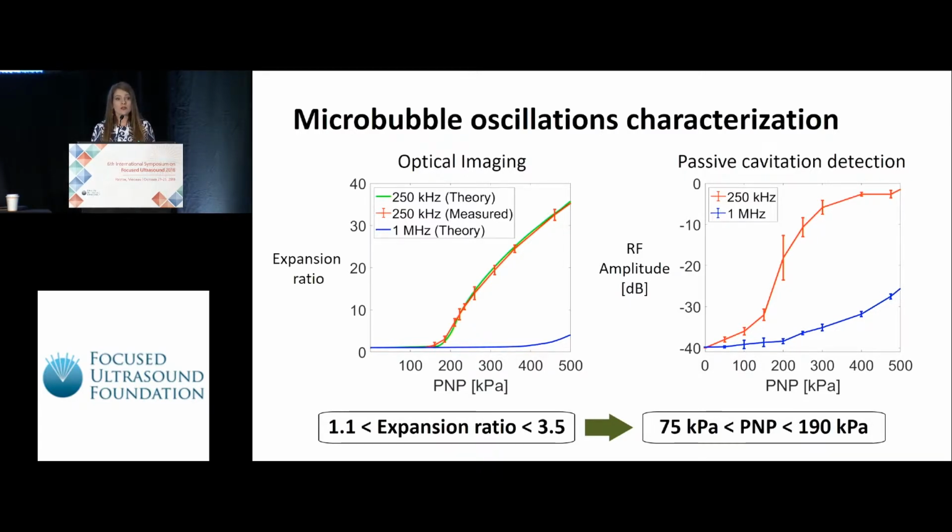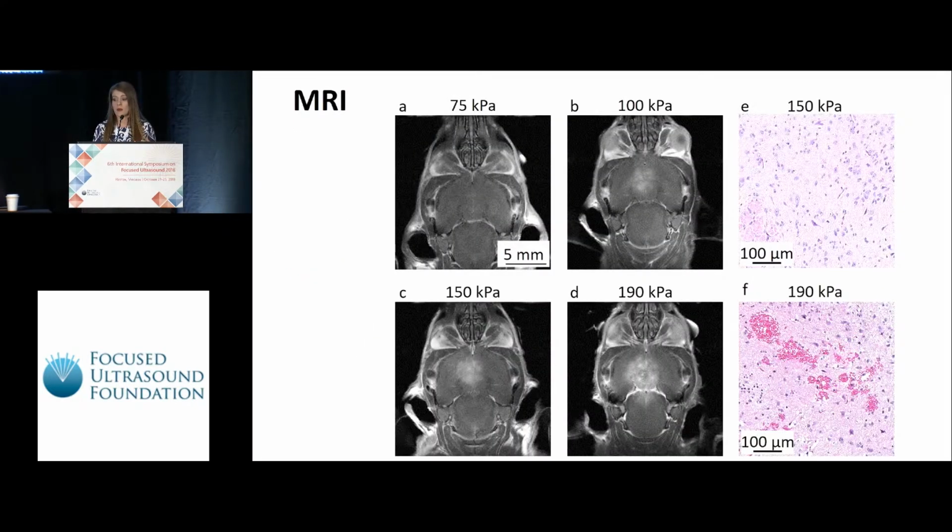Then we were particularly interested in evaluating the range where the expansion ratio of the microbubbles is between 1.1 and 3.5, and using this range of expansion ratios to do the blood-brain barrier opening in mice. So if we look at the expansion ratio graph, we can determine that the peak negative pressure that corresponds to this expansion ratio is between 75 and 190 kilopascal, and this is the range of pressures that we used for opening the BBB in mice.